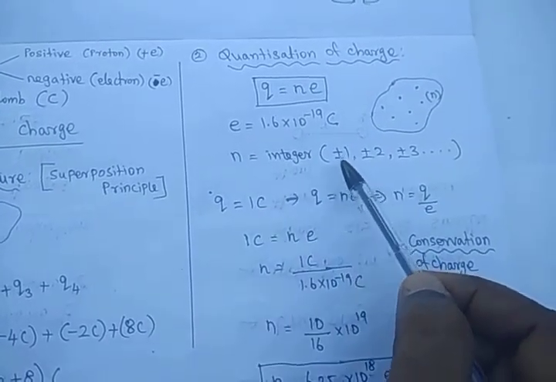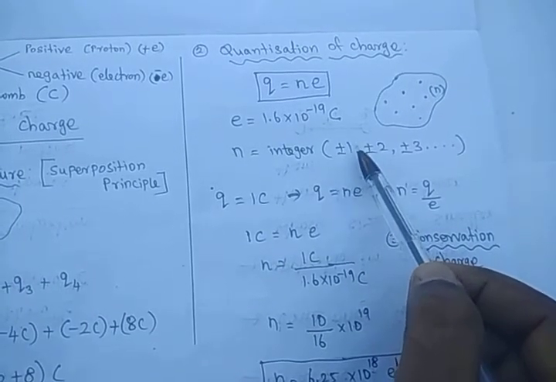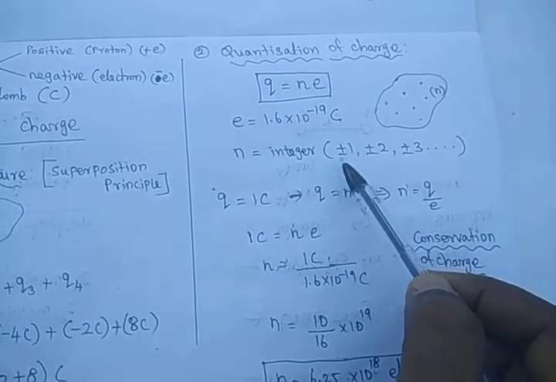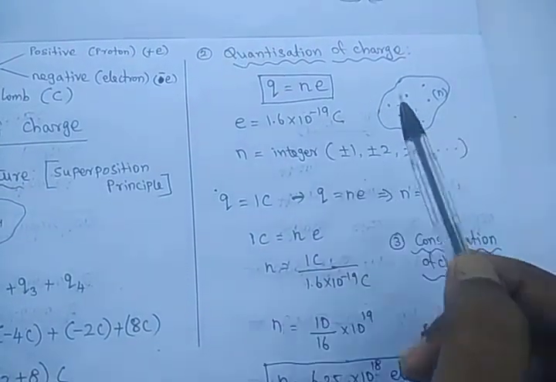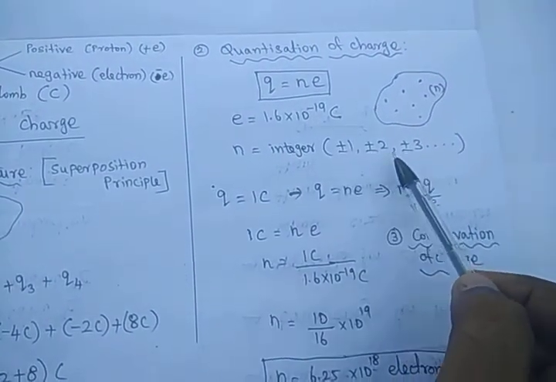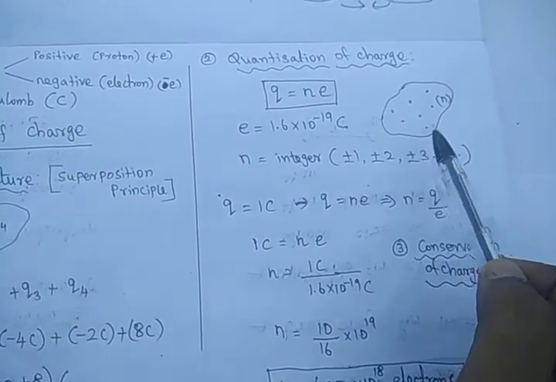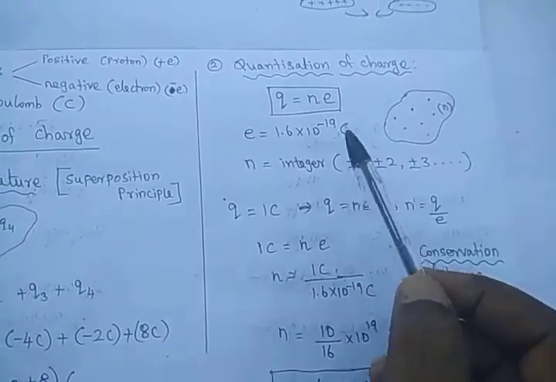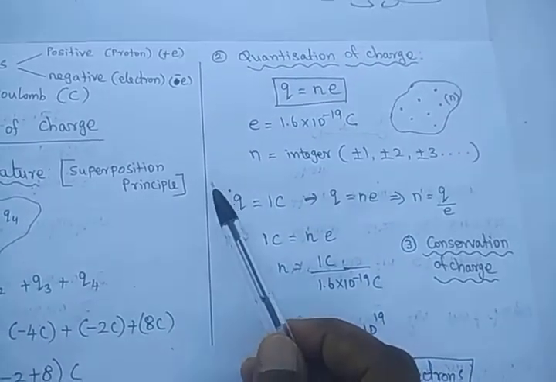That means it is a plus or minus one charge. It may be plus 1 coulomb or minus 1 coulomb, or plus 1.6 into 10 power minus 19 coulomb, or minus 1.6 into 10 power minus 19 coulomb, plus or minus 2, 3, 4. It can never be 2.3 or 4.5 or 2 by 3 charges. That is called quantization of the charge.